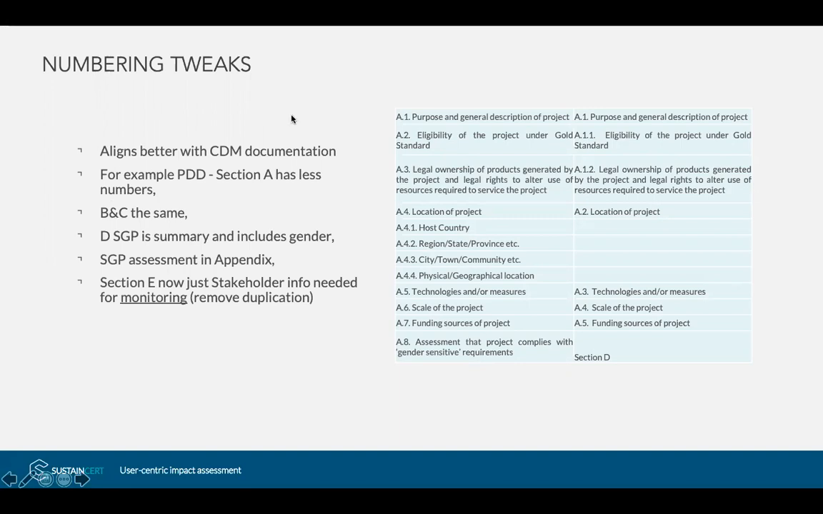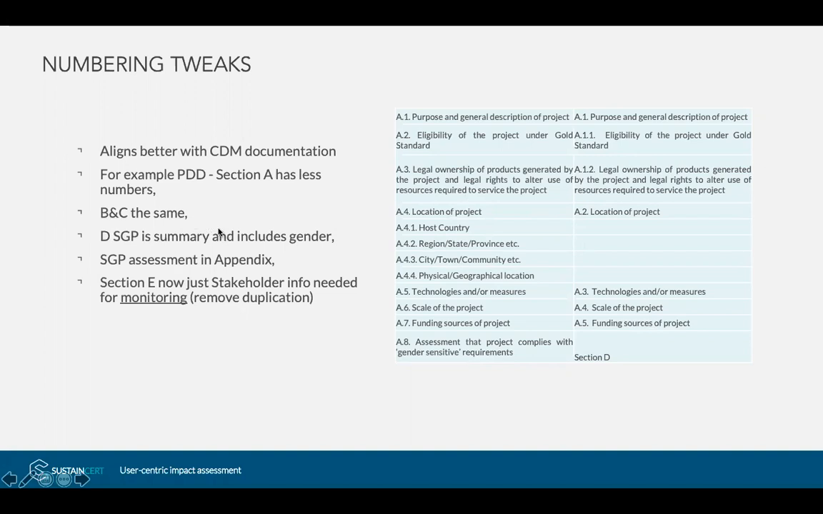As I mentioned previously, we have aligned numbering with CDM documentation. As all Gold Standard templates were originally built on CDM templates, there's not actually that much change. The one area where you will perceive it is in section A, and I'm talking about the project design document here. You can see on the left-hand side the previous numbering, and we've aligned it with CDM numbering on the right. It's all the information, it's just condensed, and the guide bridges the gap for you. That's one of the key changes in section A.